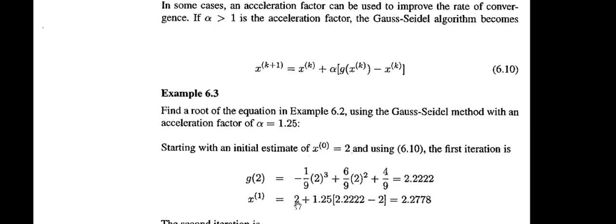2 is the initial value, 2.22 is the result, and this is the difference. This difference is multiplied by the acceleration factor. With the acceleration factor considered, the value is 2.27. You have to put this 2.27 in the next iteration instead of 2.22. Have you got the point?